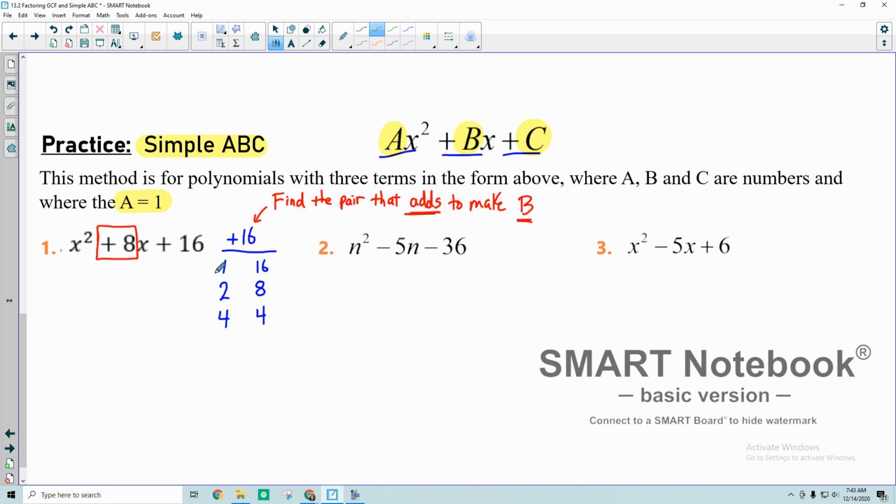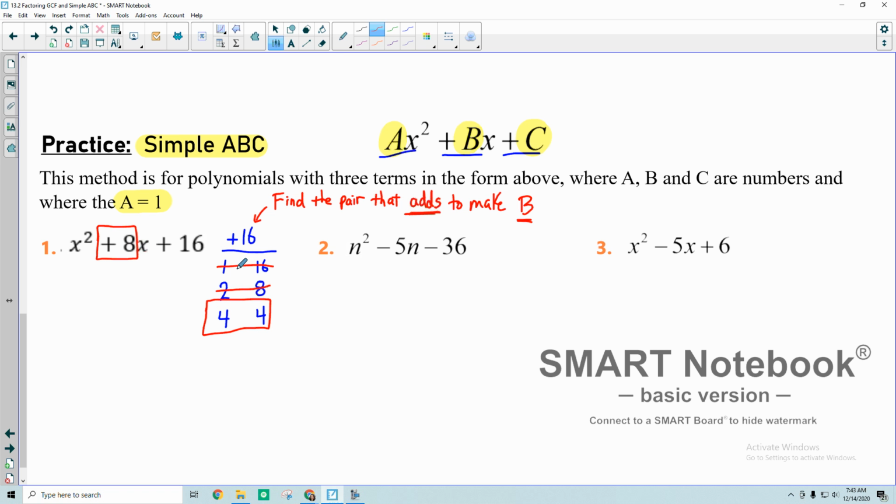So I'm going to go through these pairs of numbers and add them together and see which one of these makes 8. So 1 plus 16, that makes 17. Not going to work. 2 plus 8, that makes 10. Not going to work. 4 plus 4 makes 8. Perfect. That's what I'm looking for. That is my answer there.